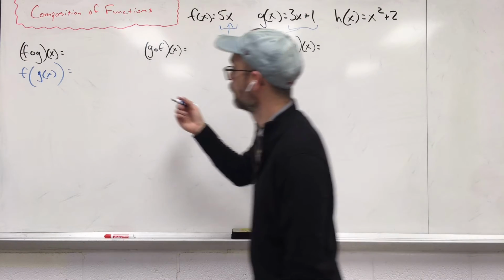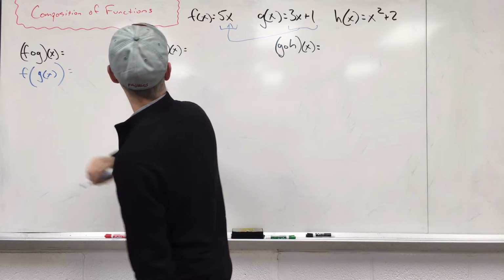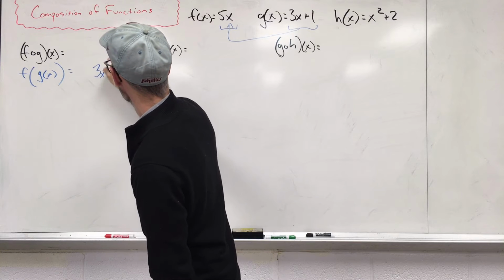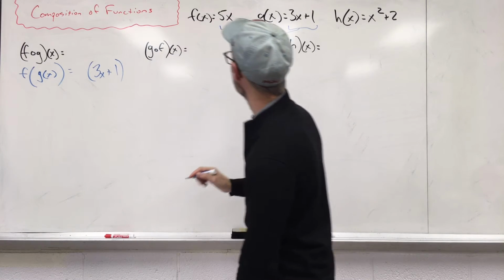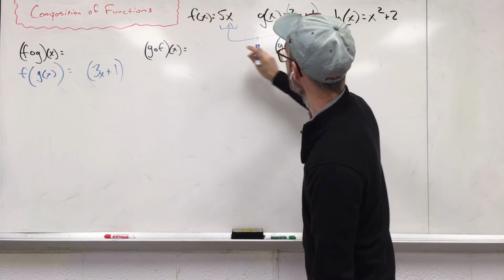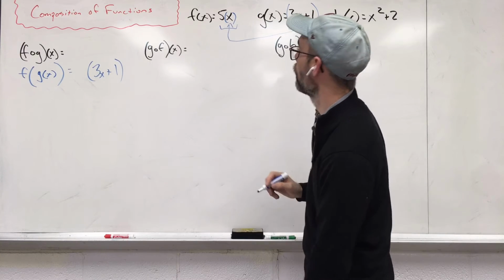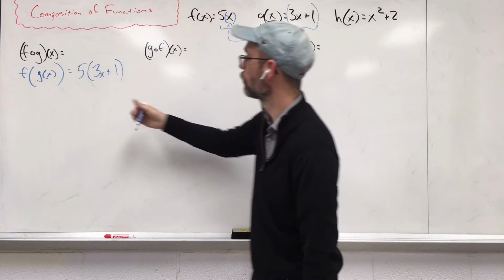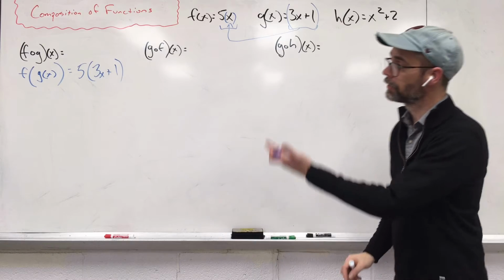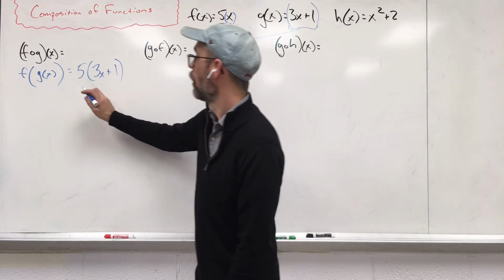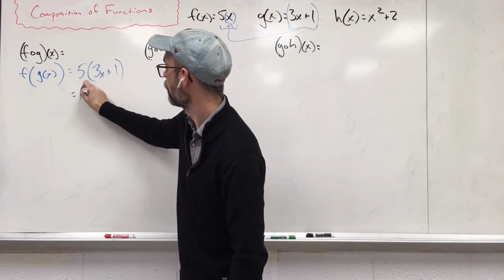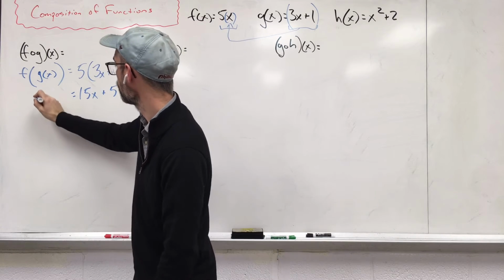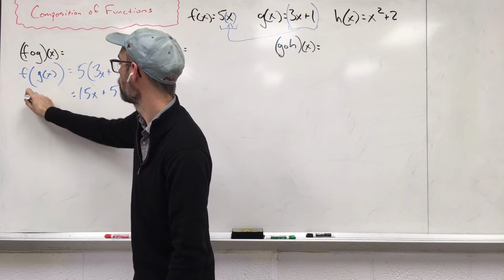So let's rewrite. We'll take our g of x, 3x plus 1. This whole thing goes inside that little group right there. So put that 5 in front. We've got 5 times the group. Now let's just simplify it. Distribute: 5 and 3x gives us 15x, and 5 and 1 gives us 5. And bring down the composition. You can go back to the beginning.